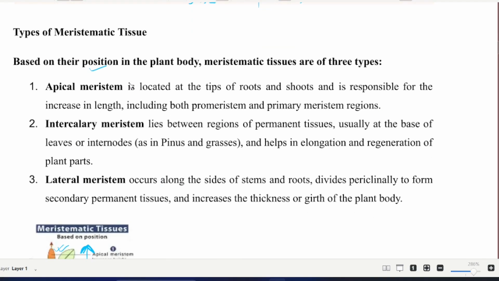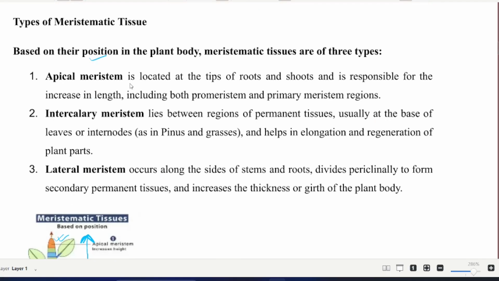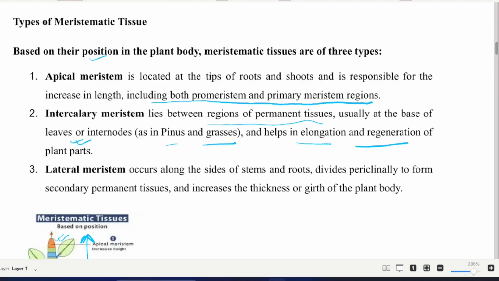So for your definition in detail, it is located at the tips of roots and shoots and is responsible for the increase in length. And the additional point here is that it includes both promeristem and primary meristems. The intercalary meristem lies between the regions of permanent tissue, usually at the base of leaves or internodes, as in pinus and grasses, and it helps in the elongation and regeneration of plant parts. So this is the function of the intercalary meristem.